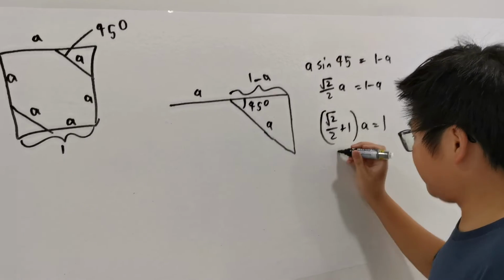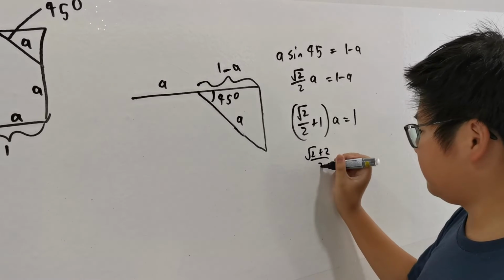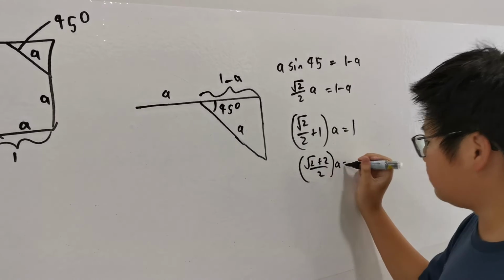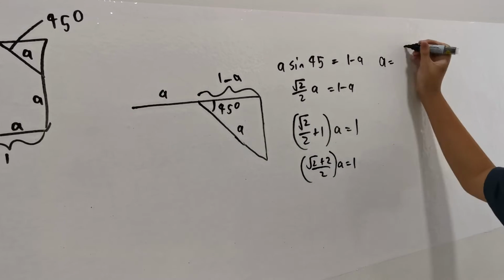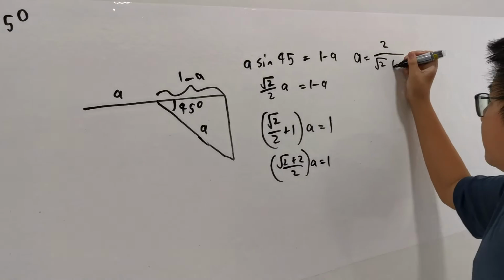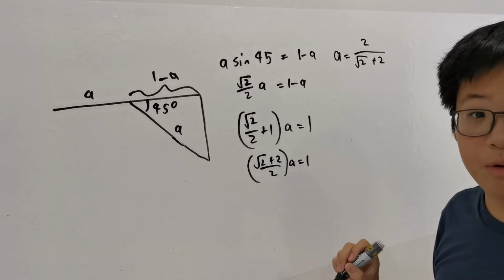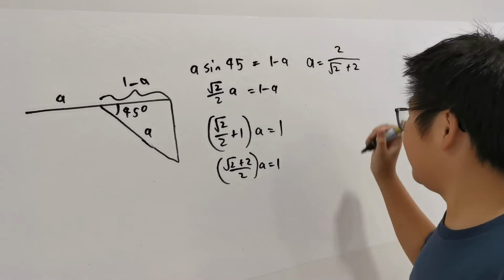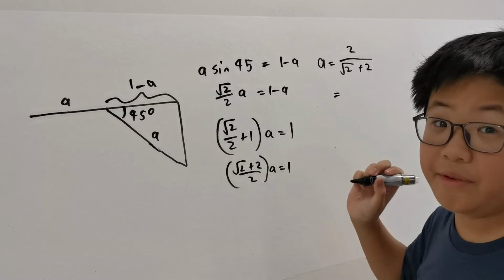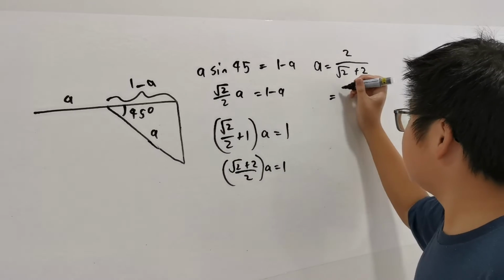We simplify this fraction. A equals 2 over root 2 plus 2. Here we run into a problem: how do we divide by surds? Well, what we do is rationalize the denominator.